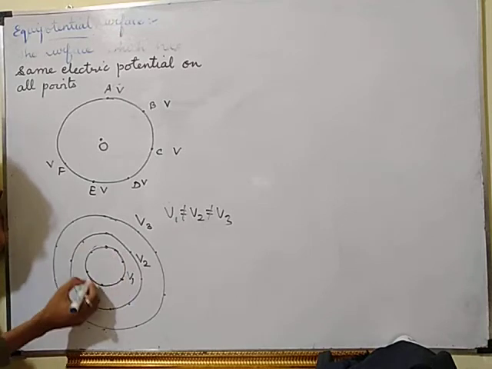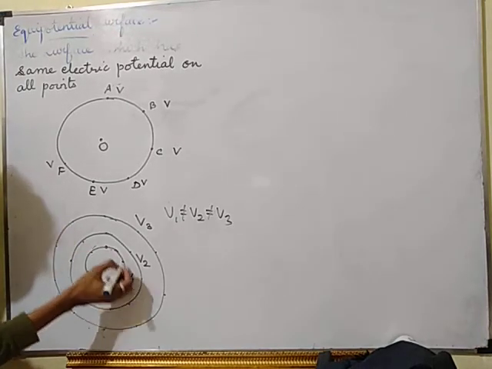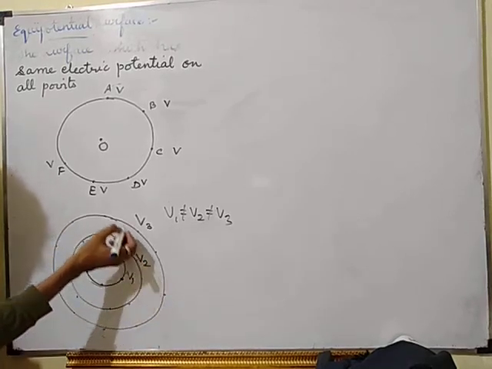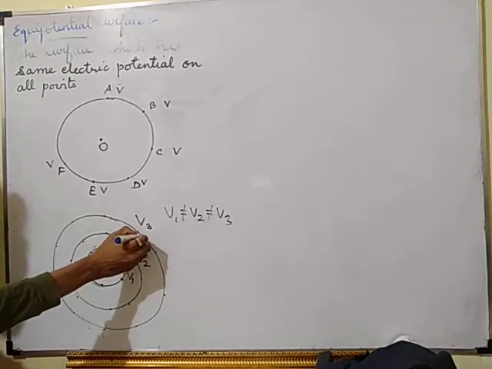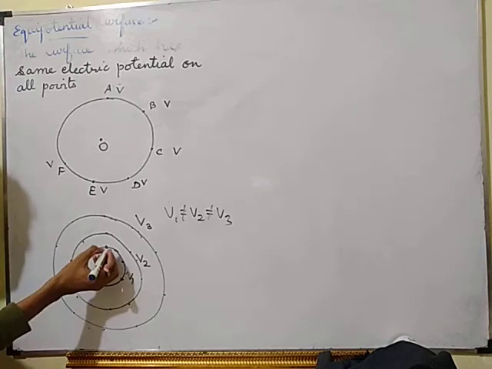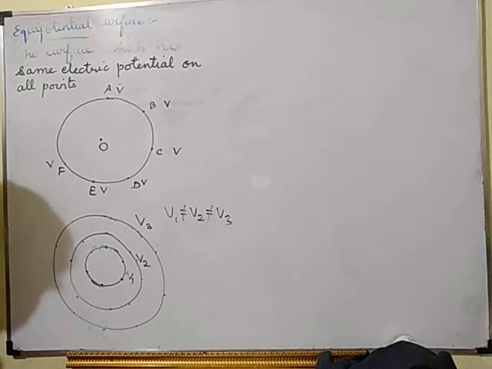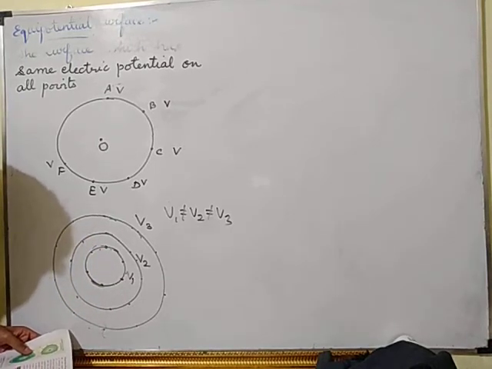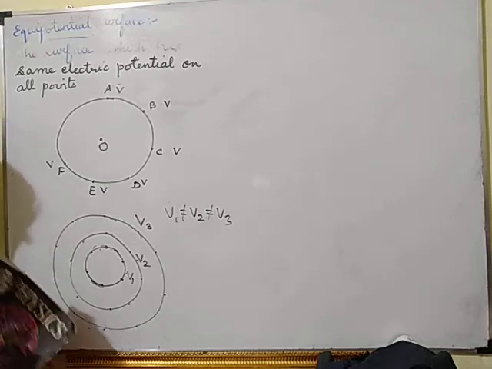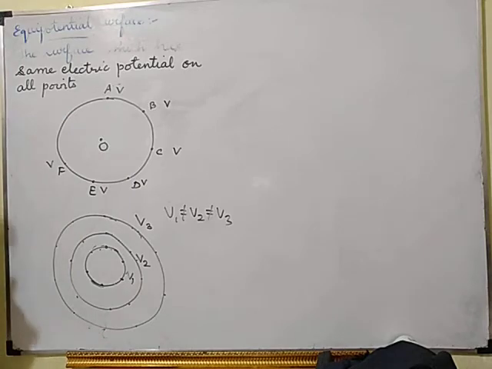Then this surface is called an equipotential surface. So this is one equipotential surface, this is one equipotential surface, this is one equipotential surface. But all the three equipotential surfaces will not have the same potential. But all the points in the surface will have the same potential. So this is for the spherical surface.